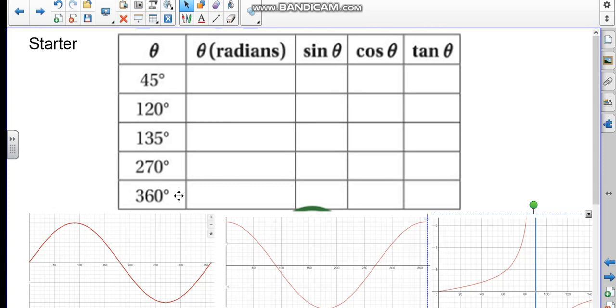It's really important that you can work out these ones from your graph. I've sketched here for you the sine, the cosine and the tangent graph to help you. You might want to sketch those in your book as well. So press pause, have a go, see if you can fill in that table, and we'll go through it again in a minute.